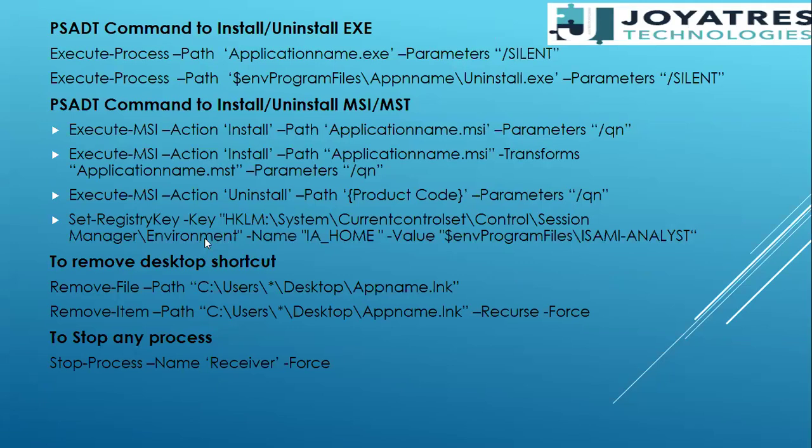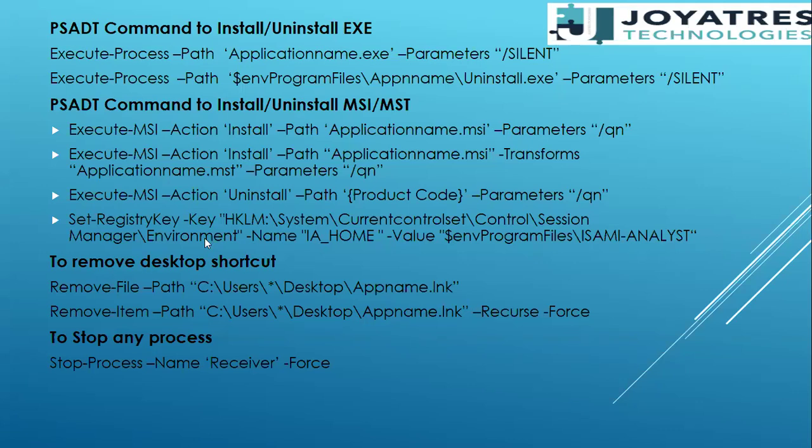The last line in the uninstallation one is to set the registry key. Like we have an environment variable, and if you have to give any registry key, then in that case we can use Set-RegistryKey to set that environment variable. Then to remove the shortcut or any file, you can use Remove-File or you can use Remove-Item, and then you have to specify the path. Like we used to give the taskkill command, here we don't have to use taskkill, we use Stop-Process.